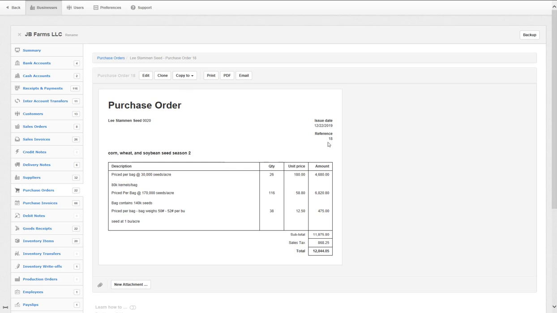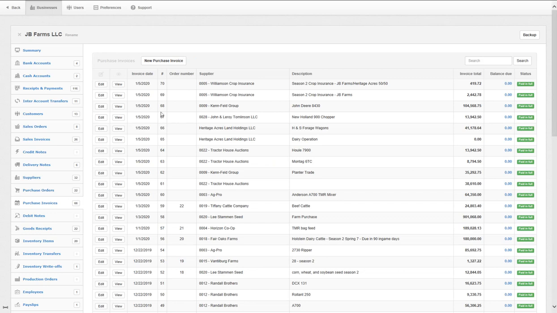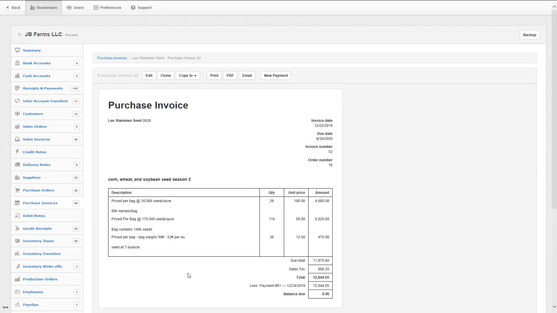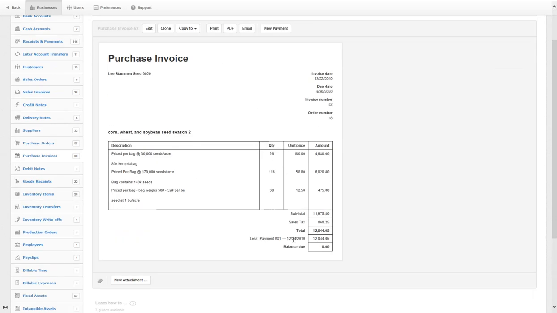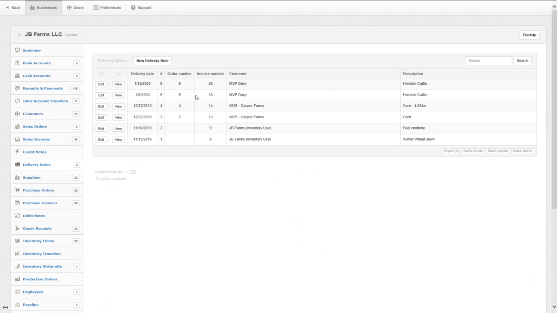But we look at the reference number of 18, and we go to our purchase invoices then, and we find a reference number of 18 right here, and then we hit view, and boom, there's a PI for it, or the purchase invoice, and it's been paid. It tells me there's a payment. It was number 81 payment on 12/24/19 for $12,844.05 that took care of it, and the balance due is $0. And then there would have been a delivery note in there. Quite possibly. There should have been. I'm not sure why there's not, but anyhow.